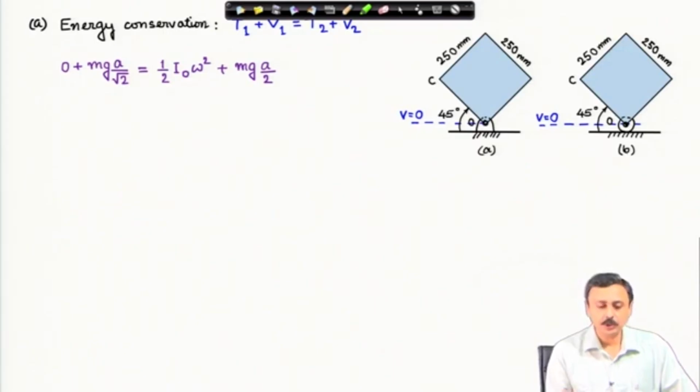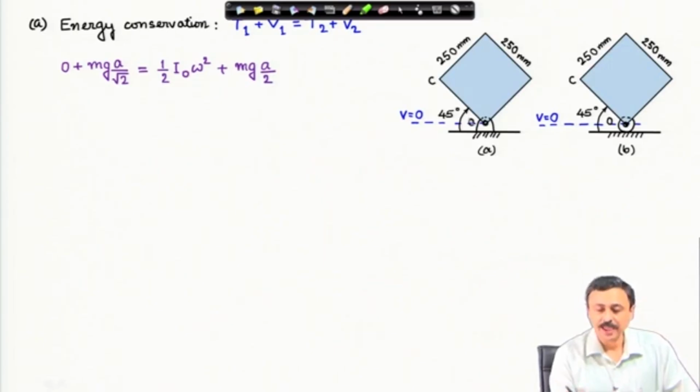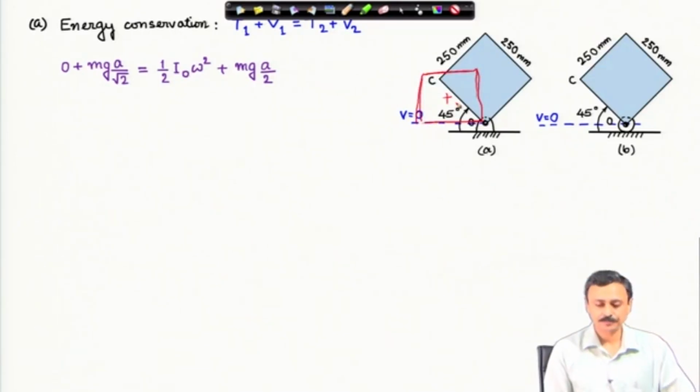Now, kinetic energy in state 2, for this we are discussing problem A, the system A. The kinetic energy in the second state, when the edge OC has become horizontal, I can write in terms of the point O: half the moment of inertia about O times omega square, plus the potential energy in state 2 of the system, this will be mg a by 2, simply because this has become horizontal, and from the datum the center of mass is at a by 2.